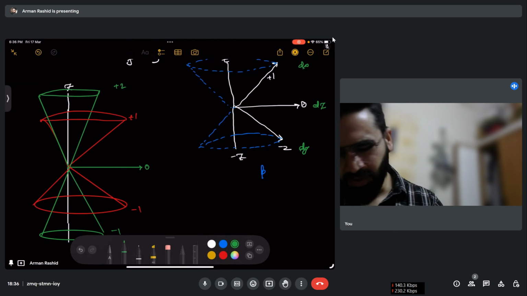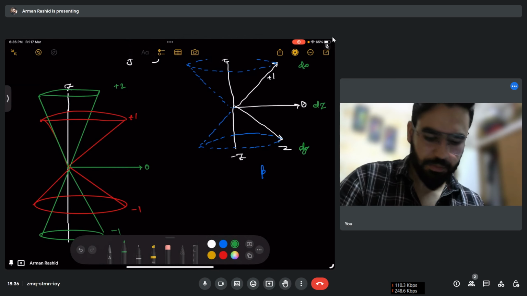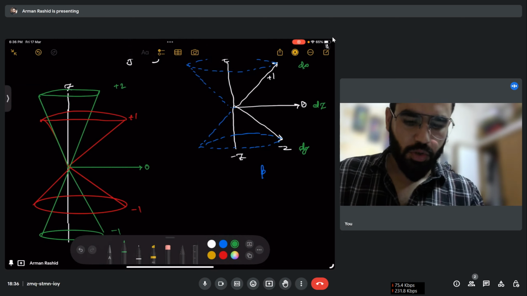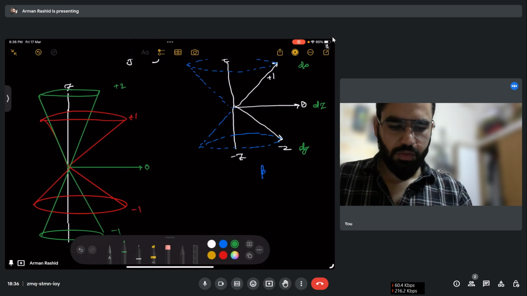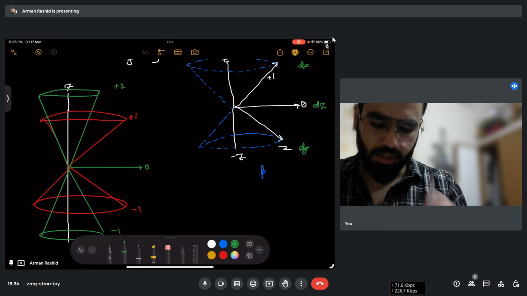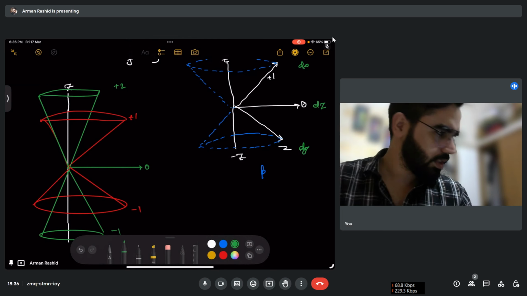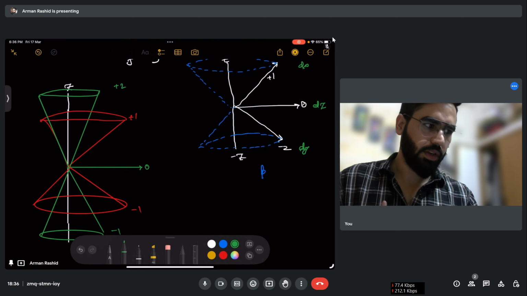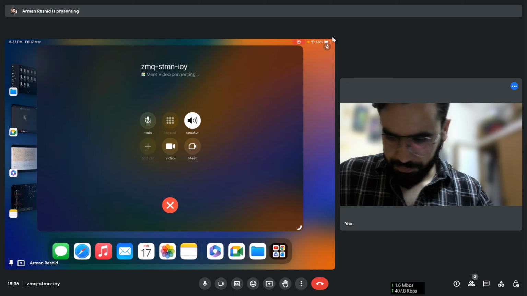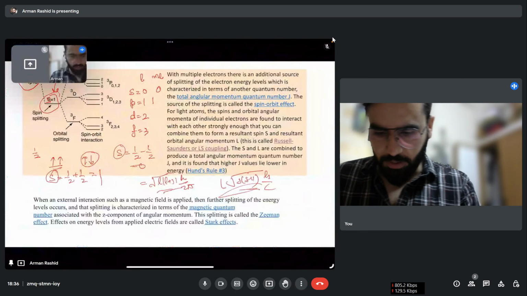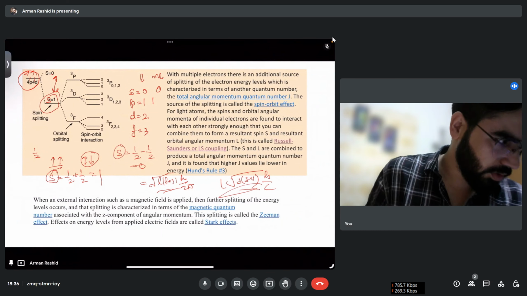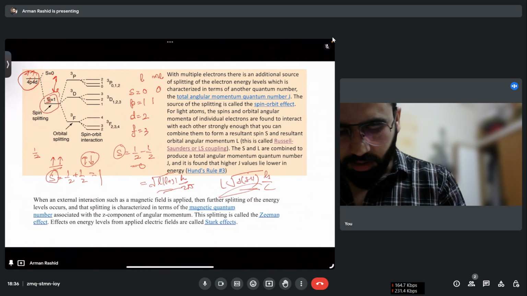Since we know one of the components and we know the total angular momentum, we can show that the orbital moment lies somewhere along the surface of the cone. So this is the concept regarding the orbital angular momentum. Now, what I have shown here is the spin angular momentum quantum number, and there is a spin multiplicity.